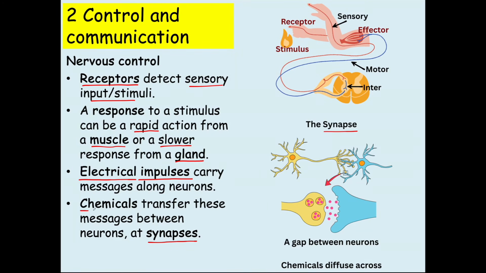Instead, we use chemicals which are able to transfer the message from one side to the other. And we can see these little pink chemicals here, which are diffusing across the synapse from one neuron to the next. And there are little receptors on the next neuron there that will bind to these little chemicals that diffuse across the synapse. Okay, so the synapse is the gap between neurons, and we send messages across the synapse by using chemicals that can transfer those messages across where electrical impulses are unable to.